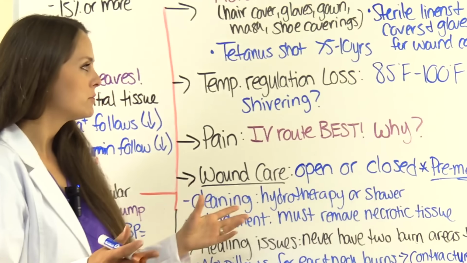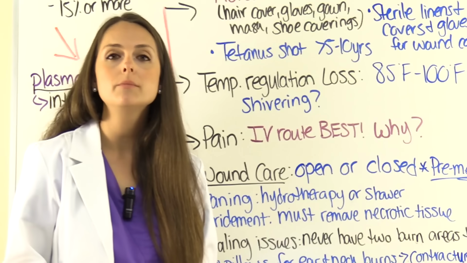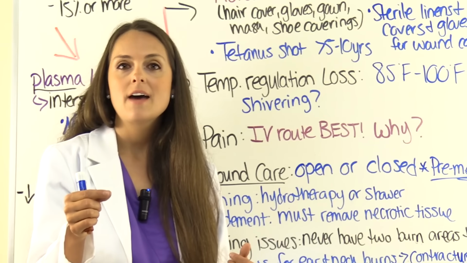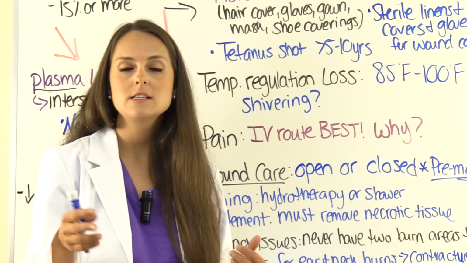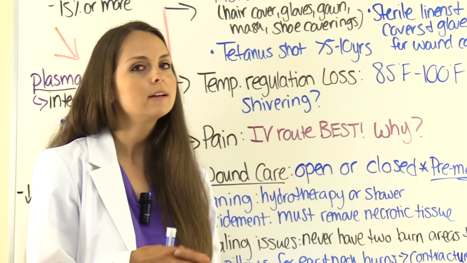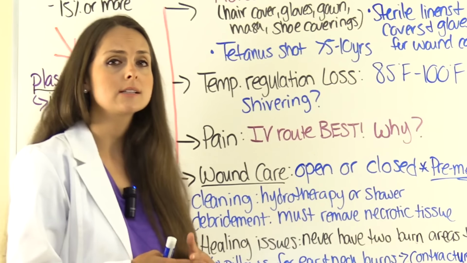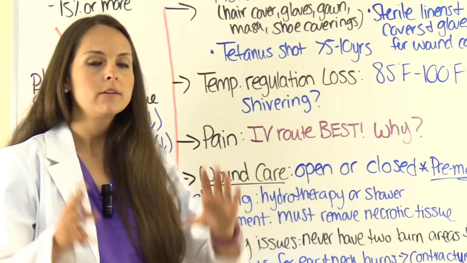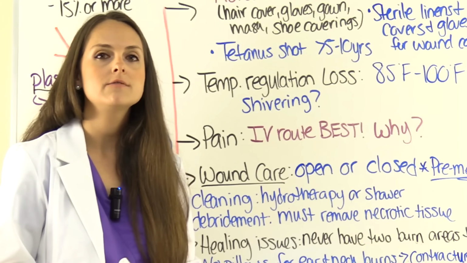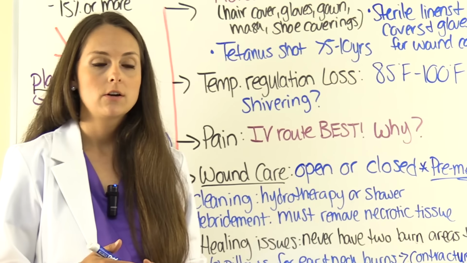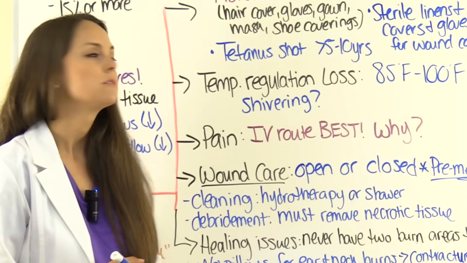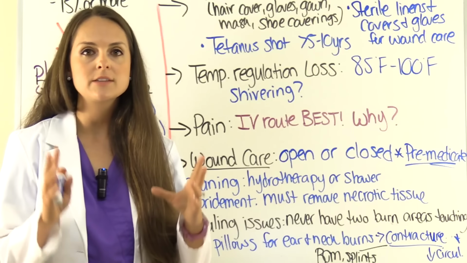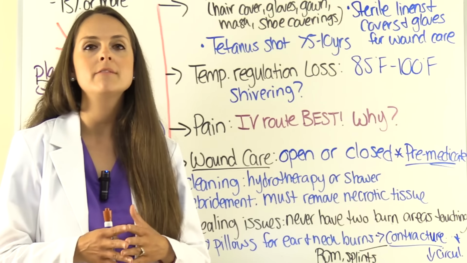Another thing is temperature regulation. They've really lost their ability to regulate their temperature, especially if that hypodermis, that subcutaneous tissue, is being affected. They really can't regulate their temperature, because that's what helped us do it. So the room temperature needs to be anywhere from 85 to 100 degrees Fahrenheit. You're going to look at your patient. Are they shivering? That's not good. So they need to get warm.